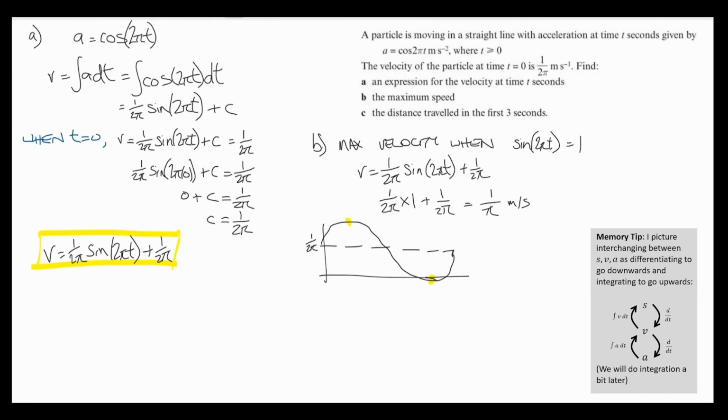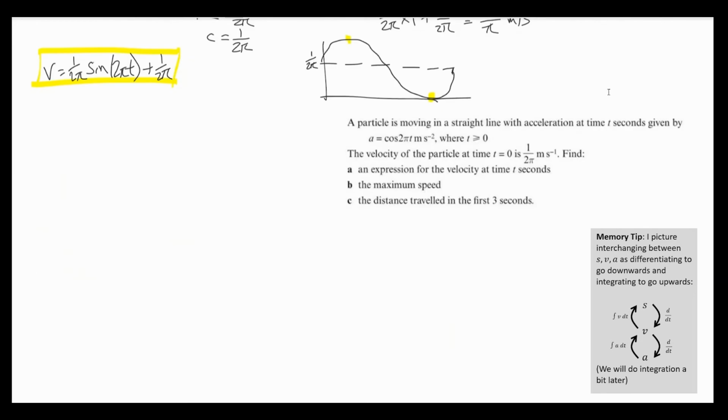So by considering the graph, I know that the minimum velocity is going to be 0, meaning the maximum speed is 1 over pi. We could have done this by substituting in negative 1, and that also would have got us an answer of 0.